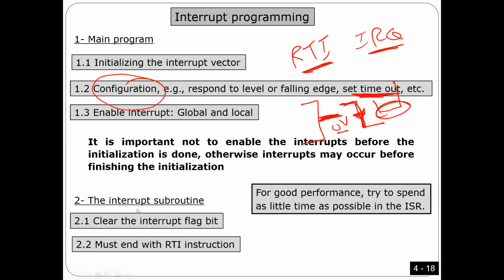Now, what should I do inside the interrupt subroutine? It's only two things. Number one, you have to clear the interrupt flag bit. As I said before, don't forget this one. Otherwise, you are gonna have continuous interrupts. Number two, you have to end the interrupt subroutine with the RTI instruction. That's it. That's everything.